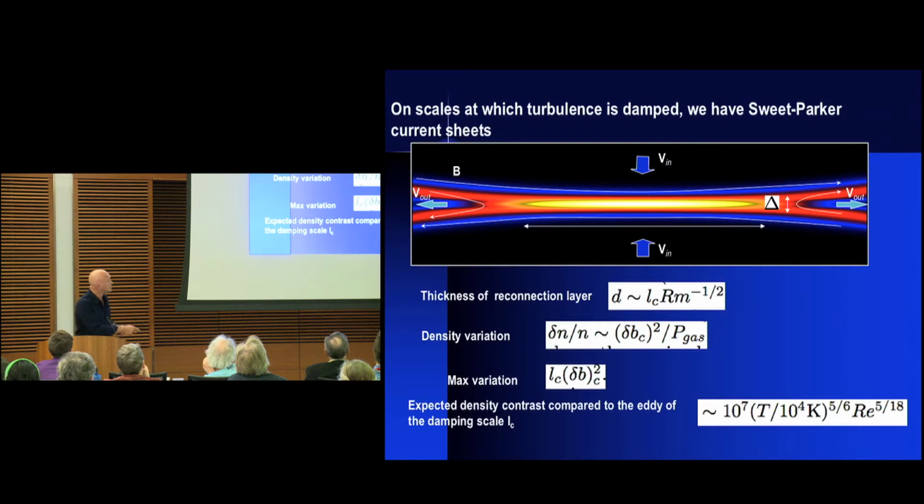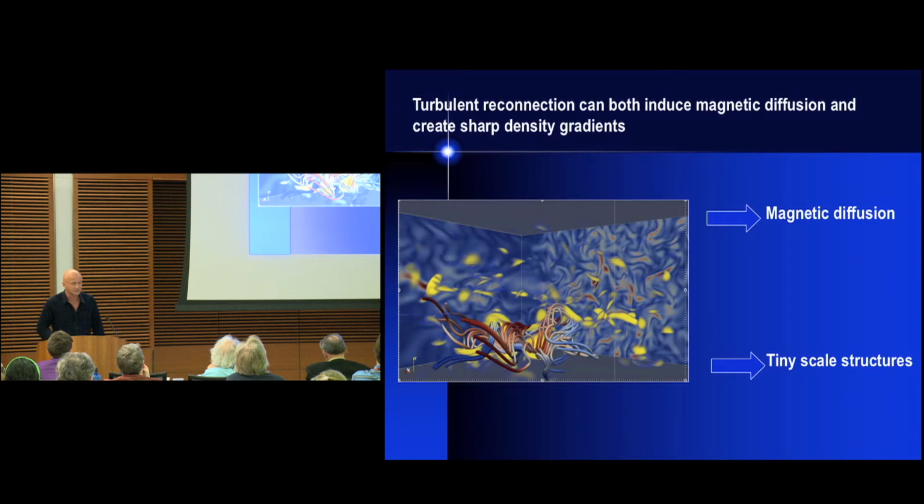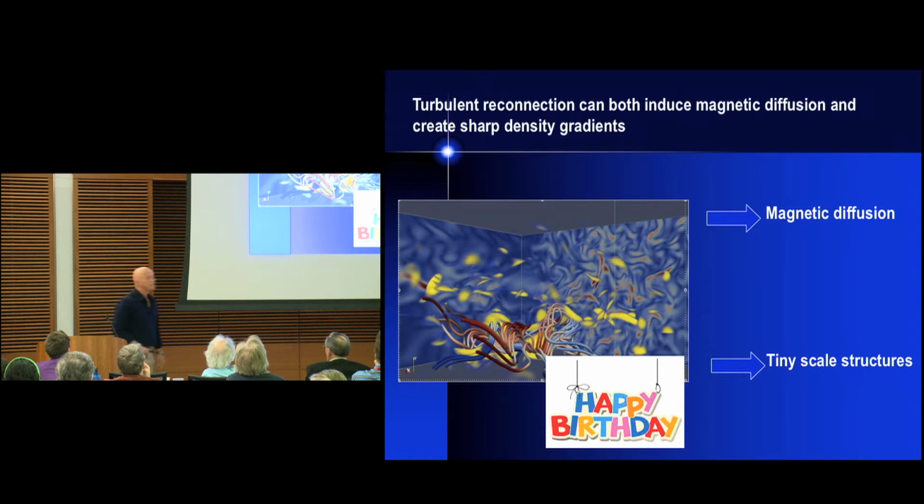With these current sheets, we can have a significant increase of the density if you have anti-parallel magnetic field and compress density. These are my conclusions, and in fact, we should also again say happy birthday to both of our celebrities. Thank you.